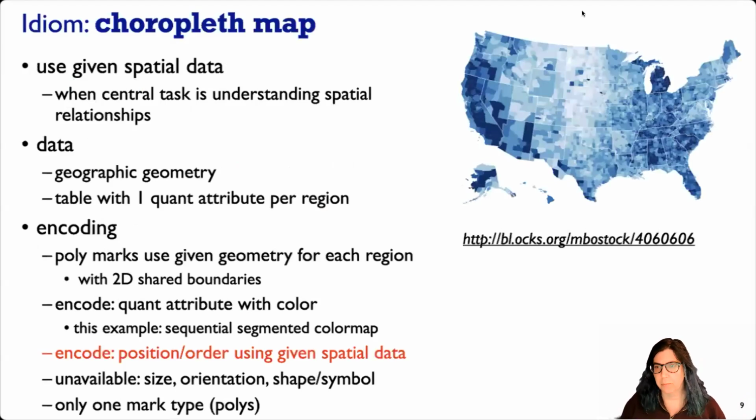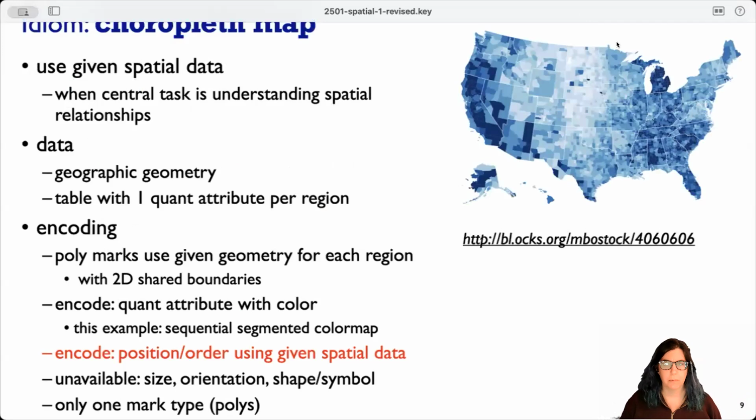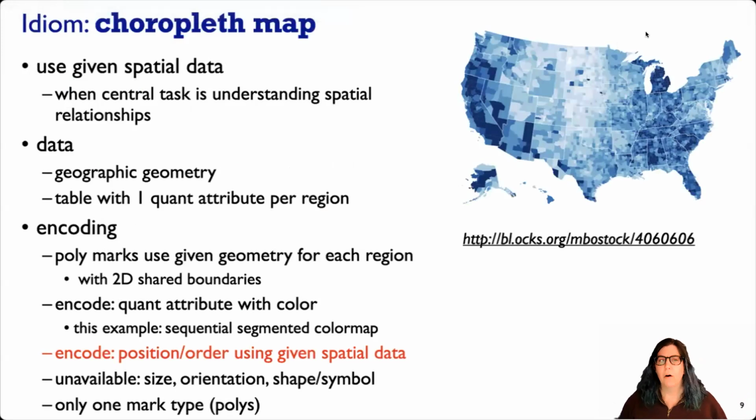So what's a choropleth map? We've already seen quite a few of these so far. That's our situation where we use our given spatial data. We do want to understand spatial relationships. And as I just said, we have not only the geography as geometry, but we have a table where for each region that we have a shapefile for, we have a quantitative attribute. And what are we going to do? Well, we're going to use those polymarks, just like the base map, to actually encode that region. And then we're going to encode a quantitative attribute with color.